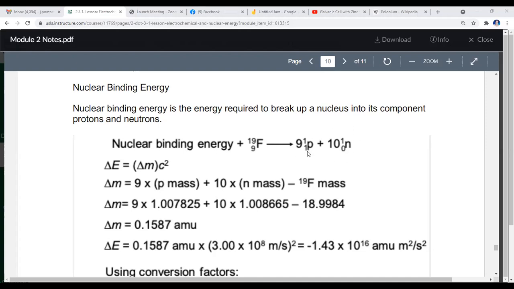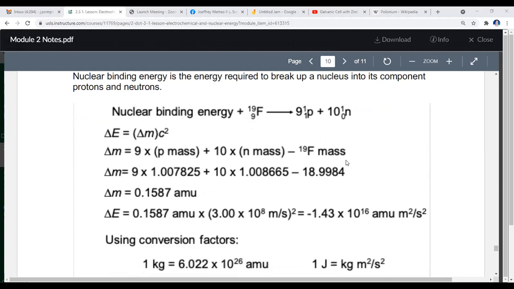We have 9 here for protons and 10 for the neutron, giving a 19 for the mass number and 9 for the atomic number. So this is how the nucleus of a fluorine atom breaks up. So how do we account for its binding energy?